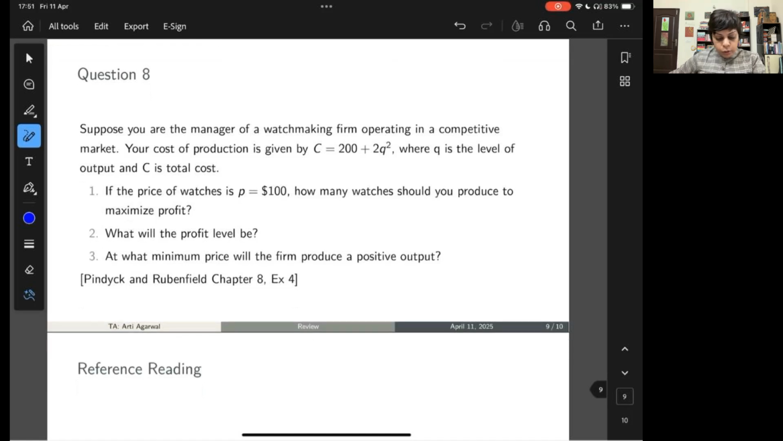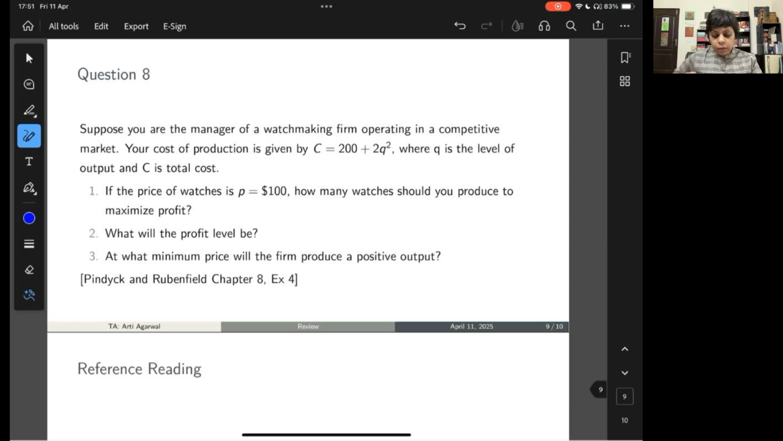The last question is, I think, similar to the question which I just solved for week 11. You are given the cost function, which is 200 plus 2q squared. The q is the output, c is the total cost. Price is given to you, how many watches do you produce? So this is just simple cost minimization thing. What will be the profit? And you're asked at what minimum price will the firm produce a positive output?